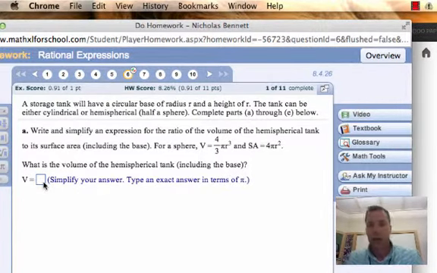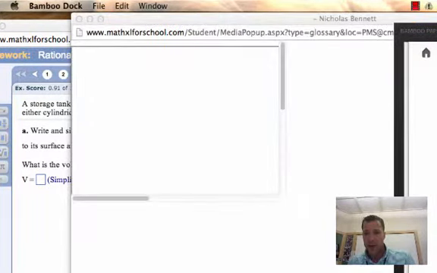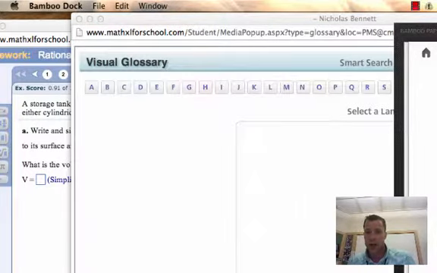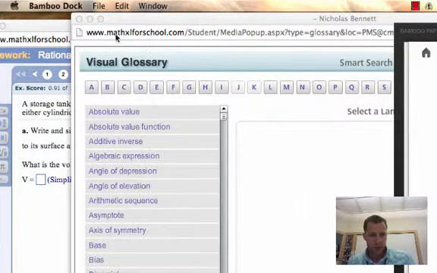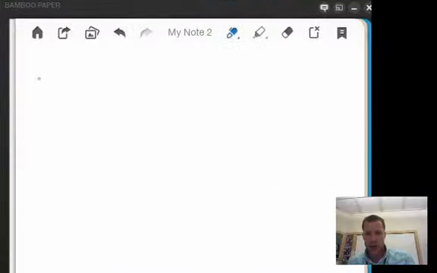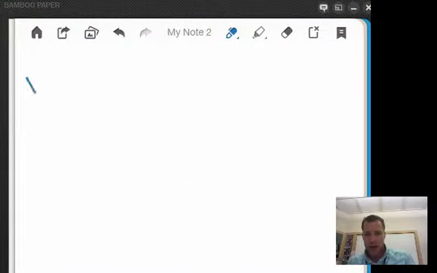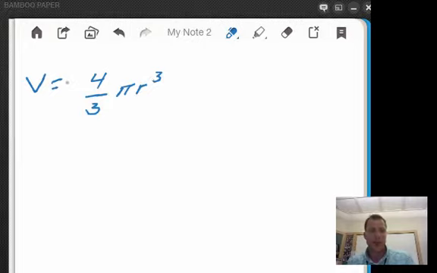Okay, so what we're going to do here is look at volume. The volume of a hemisphere, so here's what we're going to do. Volume is going to be equal to, yes, 4/3 pi r cubed. I agree with that. The book is correct, 4/3 pi r cubed. However, we don't want the whole thing. We want half of this guy.